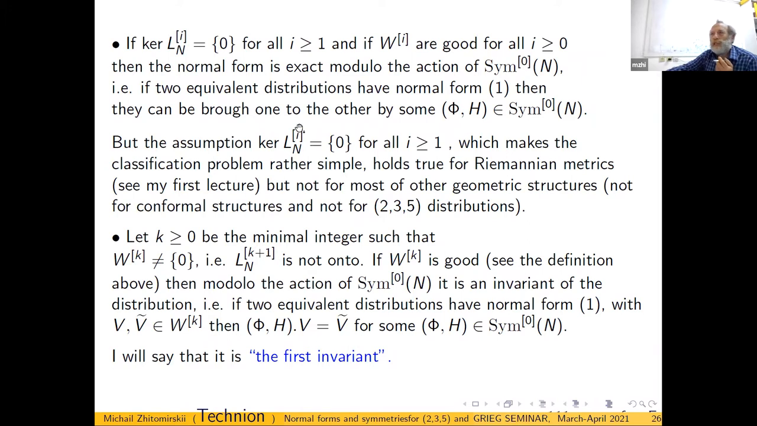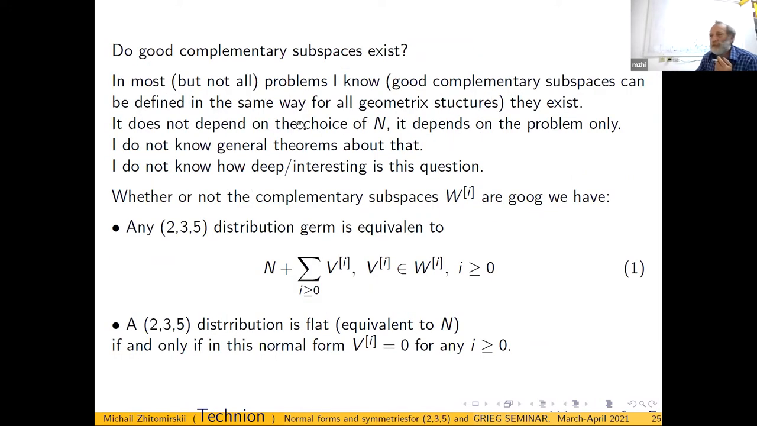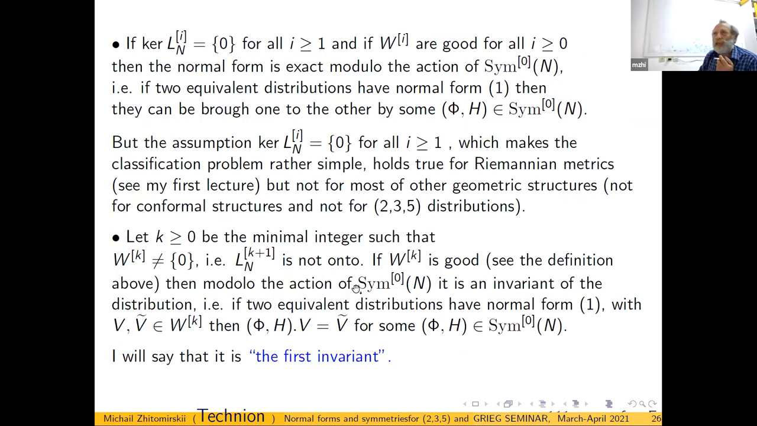Well, the second thing is as follows. Assume that our distribution is not flat. Then this part starts with something of quasi homogeneity degree zero, one, or two. And what can we say about this something? Let's return for a second to Riemannian metrics.